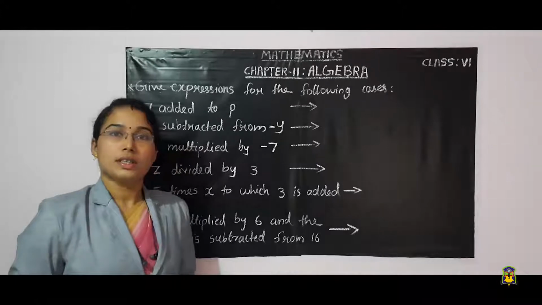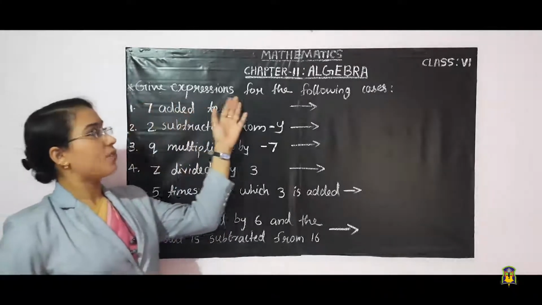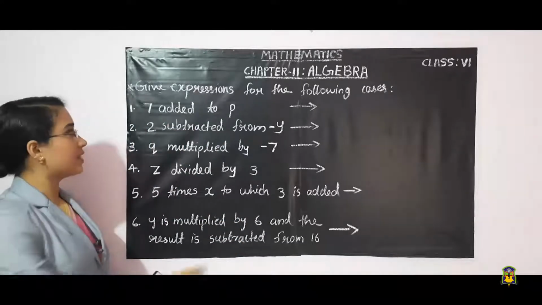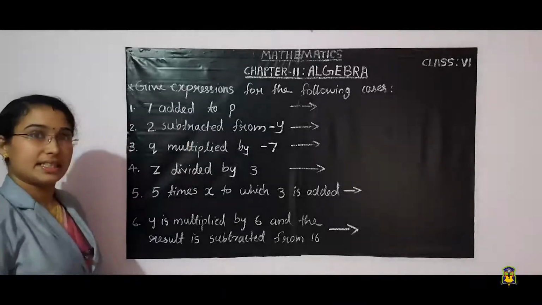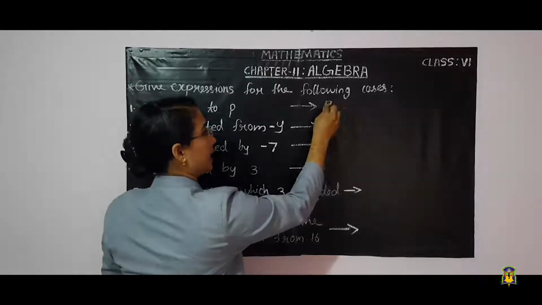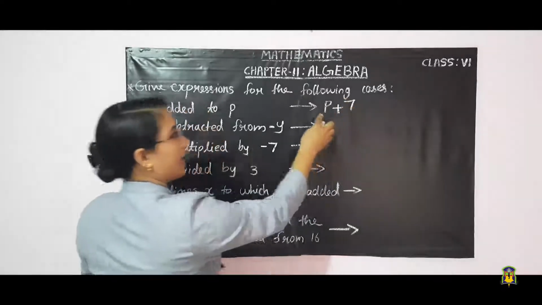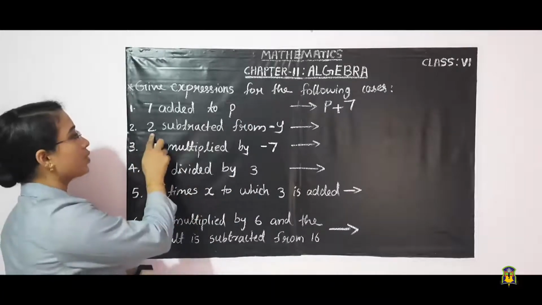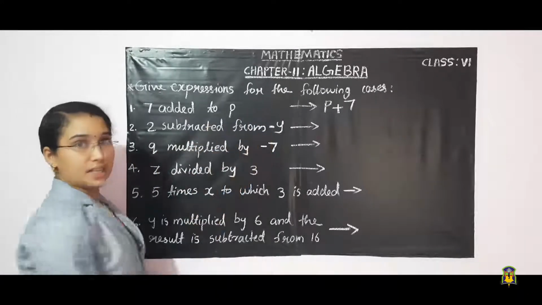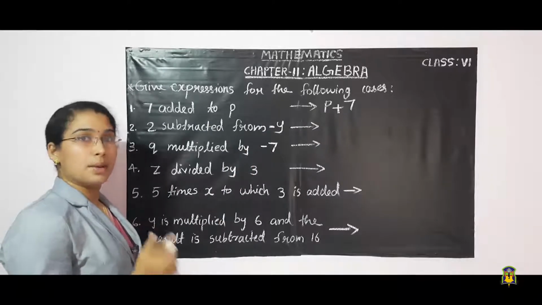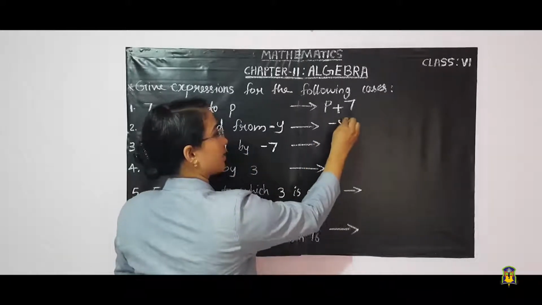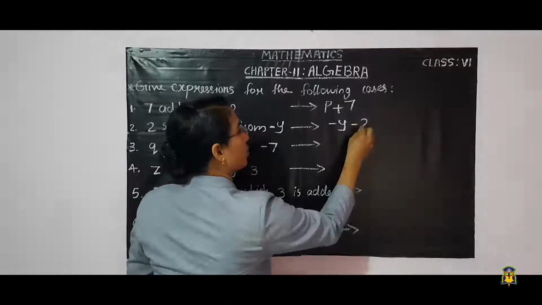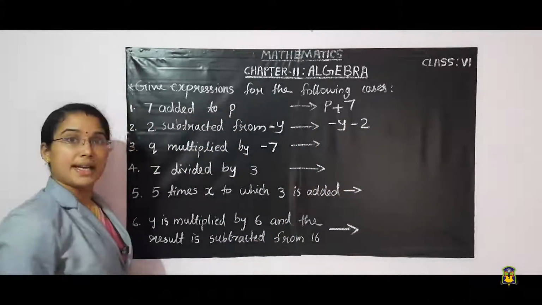Okay. Next one, give expressions for the following cases. So let us write these as expressions. First one, 7 added to p. So first we write p, then plus 7. This is the expression for the first question. And the second one, 2 subtracted from minus y. So first we write minus y, then 2 subtracted, so minus 2.